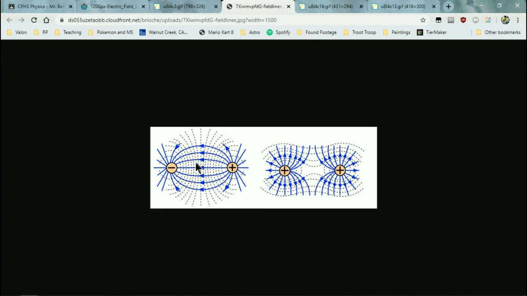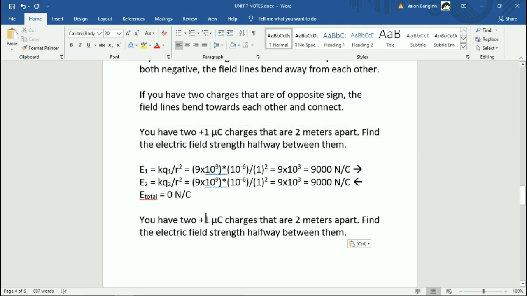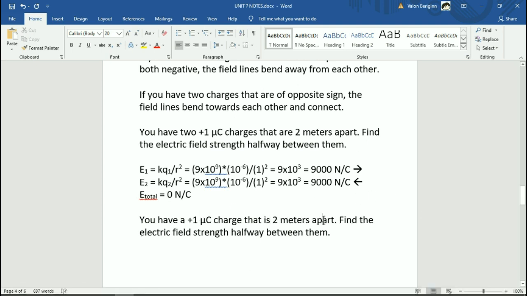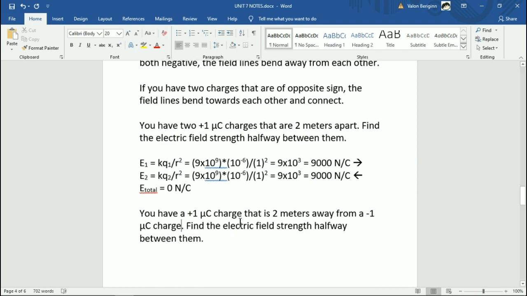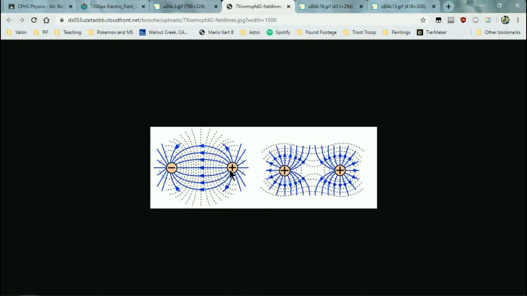Now, what if I did this exact same question, though? So let me copy this. But instead, you have a +1 microcoulomb charge that is 2 meters away from a -1 microcoulomb charge. Okay, so now all I've done is change it so that one of the charges is positive and one of them is negative. Let's base it off of this image here. Let's say the positive one is on the right and the negative one is on the left.